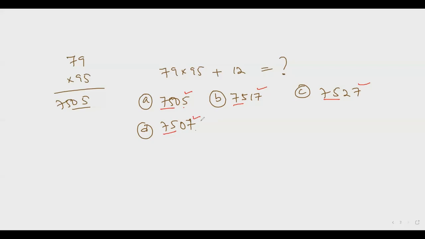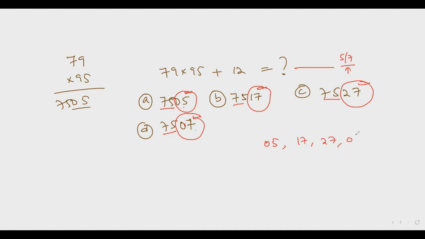The last digit is going to be 5 or 7 because of these options, but I am not sure which. Now what I'm going to do is take the last 2 digits: here it is 05, here 17, here 27, and here 07. So the possible last 2 digits are 05, 17, 27, and 07.